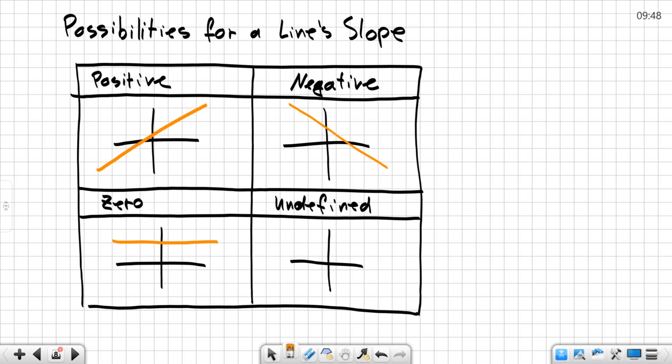What do we have for undefined slopes? Well, that would be a vertical line, because at that moment the change in x is 0. And remember, delta y over delta x, this down here, cannot be 0. So if the change in x is 0, then that is undefined.